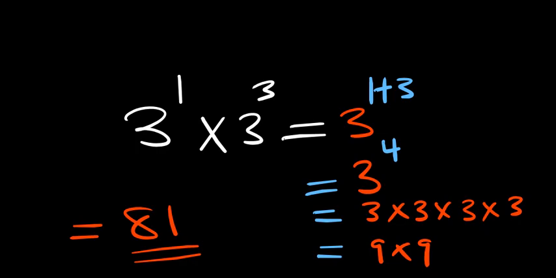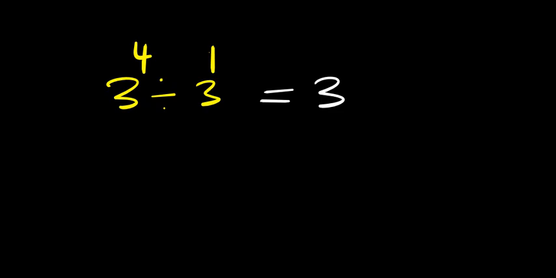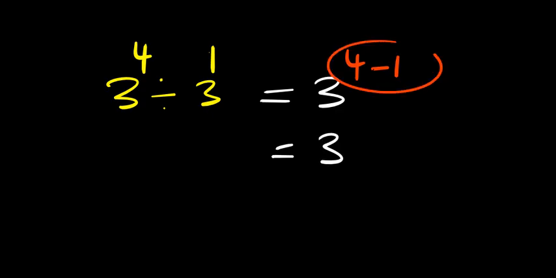Basically that. Then what if now you are dividing? Let's say 3 divided by 3. Let's say this is to the power 4 and this is to the power 1. Because the base is the same, you get the base, and you're going to subtract the powers. So it will be 4 minus 1. And when you subtract the powers, what do you have? 4 minus 1, that is a 3.